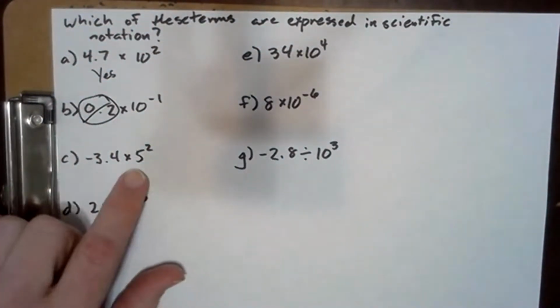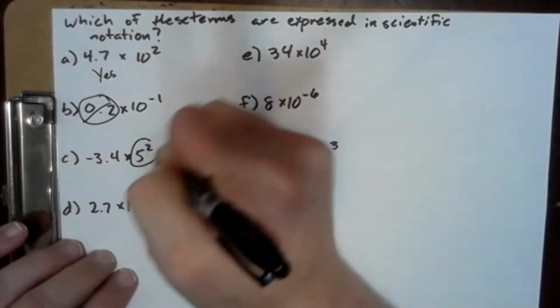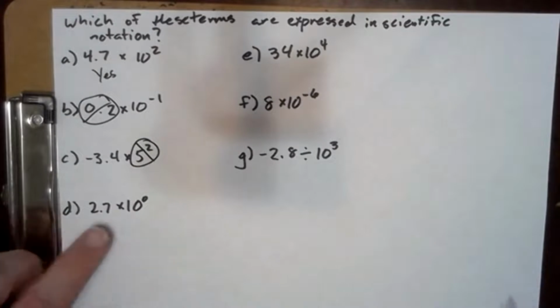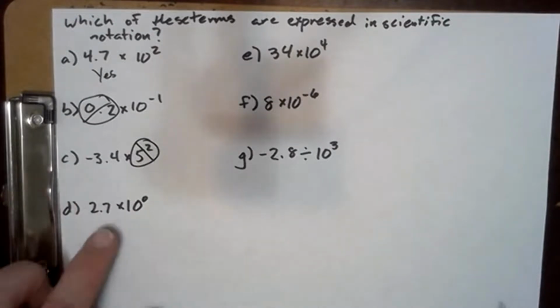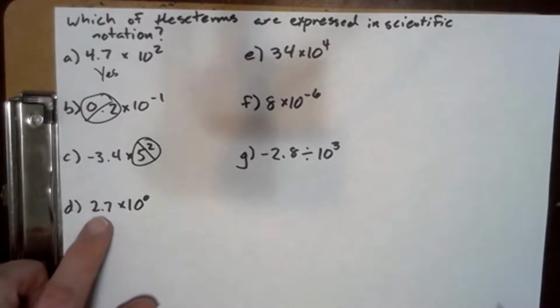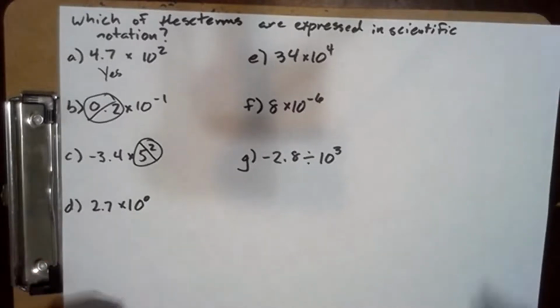This one is not in scientific notation because we don't have 10 to a power, we have 5 to a power. This is in scientific notation, but it's kind of an unnecessary scientific notation because this is just 10 to the 0, so that's 2.7 times 1.